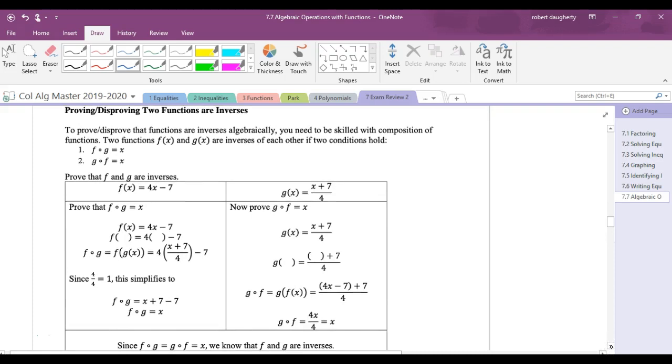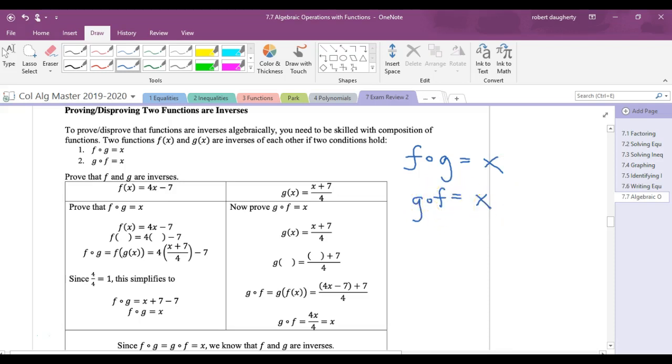Proving or disproving that two functions are inverses of each other. Okay, so if functions are inverses of each other, then you can apply them and the changes that you make will always undo each other. So the way I talked about it in class is f is a function that takes you somewhere. If g is its inverse, then you're going to get right back where you started. So you're going to end up where you started. Or g composition f is equal to x.